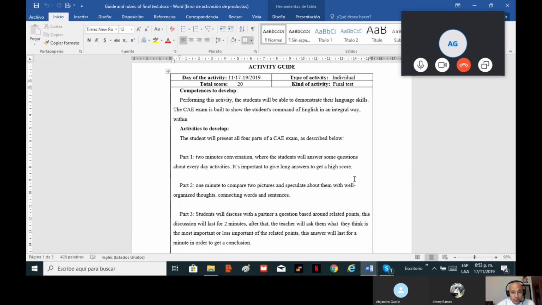Part 2, remember, 1 minute to compare two pictures and speculate about them. Use well-organized thoughts and connecting words and sentences. It's important to do this exercise: describing, comparing, and speculating. I know you can do that now, because during all these 15 or 16 sessions, you have seen pictures.